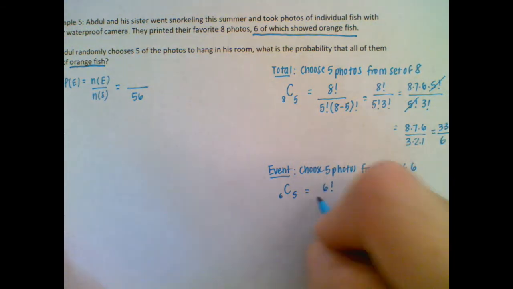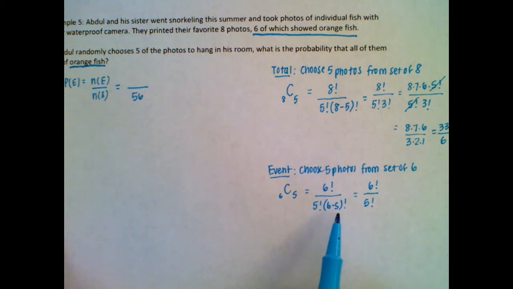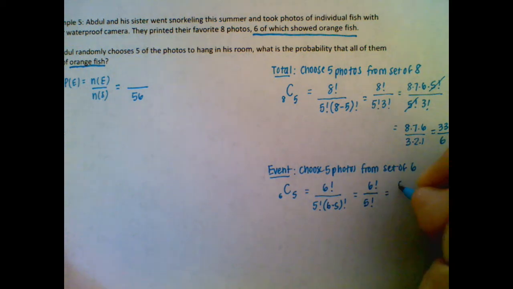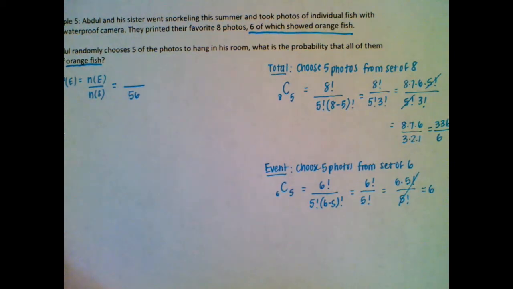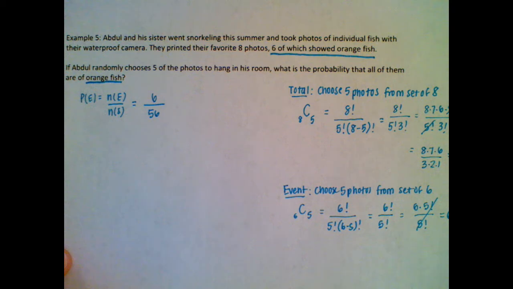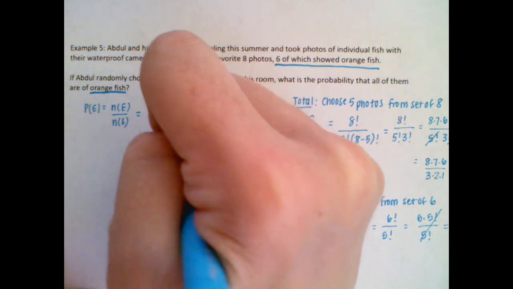So I'll set up my factorials here. So 6 factorial over 5 factorial times 6 minus 5 factorial. Simplify that. That'll give me 6 factorial over 5 factorial. This 6 minus 5 factorial is just 1 factorial, which is just 1, so I'm not going to include it over here. So I'll expand that out. So 6 times 5 factorial over 5 factorial. Those cancel out. My event is 6. So I'll put that in my numerator over here. So my probability is 6 over 56, which I can simplify to 3 over 28. And in decimal form, that would be approximately 0.1071.